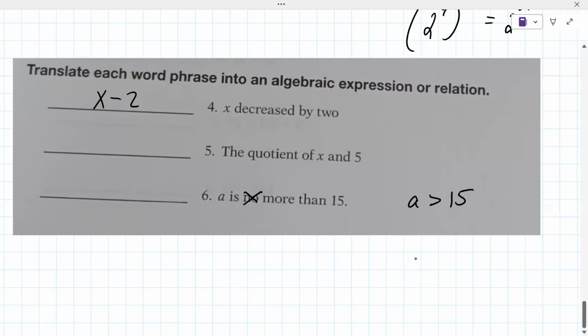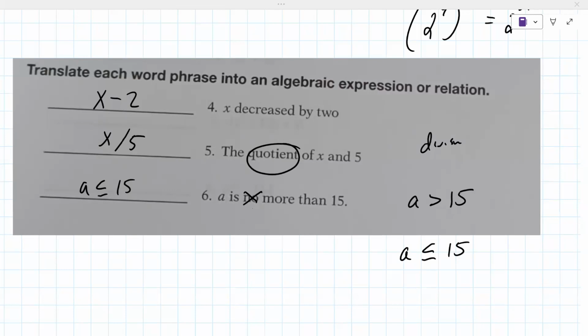So the no means going the other way. Okay. A less than or equal to. Oh, okay. Quotient means division. Division would be x divided by 5. Yeah, x divided by 5. Okay. All right.